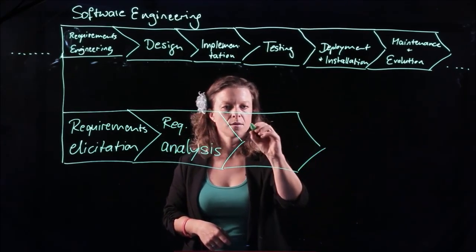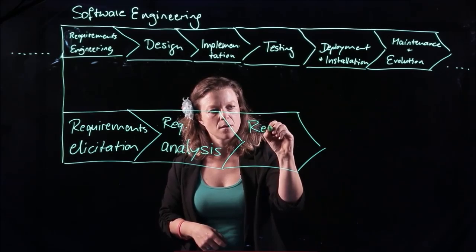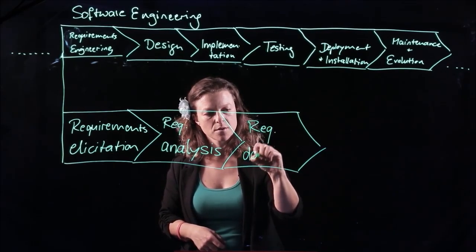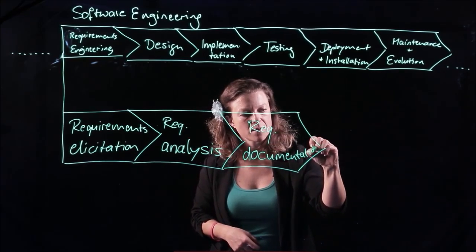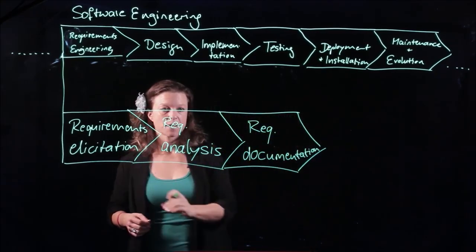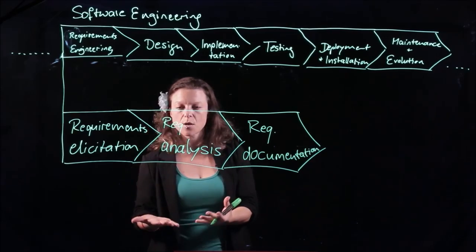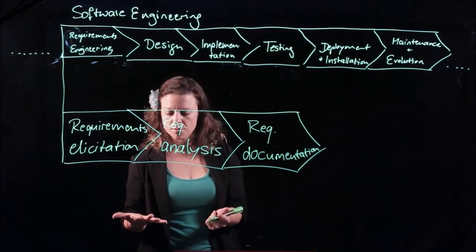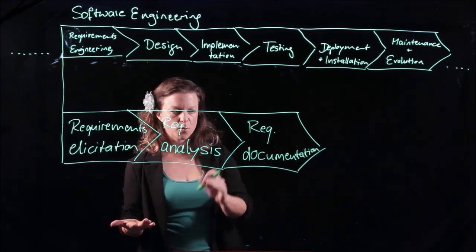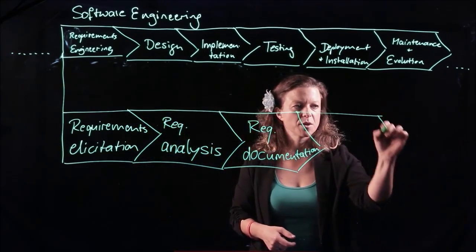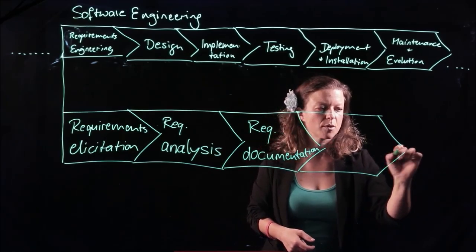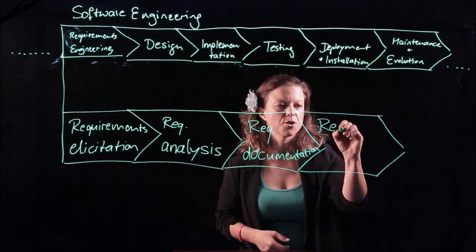Next phase is requirements documentation. That means I write it up in a way that I can go back to the stakeholders and say, this is how we understood what you were telling us. Are you going to sign off on this, that we are supposed to develop the requirements on this basis? And doing that is called requirements verification and validation.